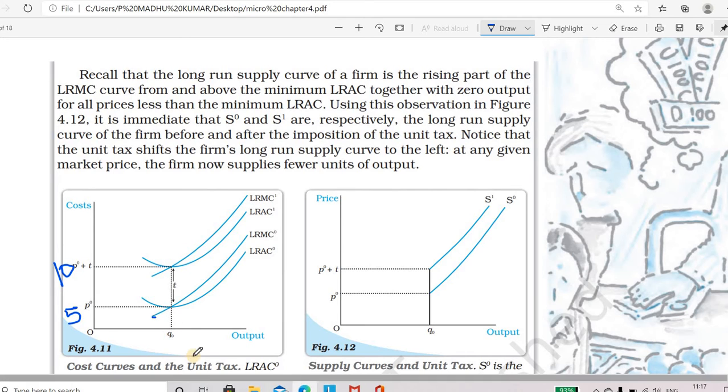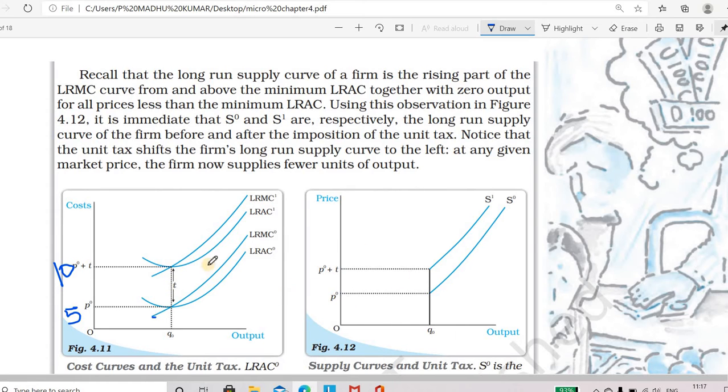Then the government decided to impose the tax. After that the price increased to 10, meaning 5 rupees is tax. Then 5 plus 5 is 10, so the price will be P0 plus T, where T means tax. That time the LRMC curve will shift upward, meaning everything increases. Average cost also increases, and marginal cost also increases, because of tax. So LRMC and LRAC will shift upwards when tax increases.